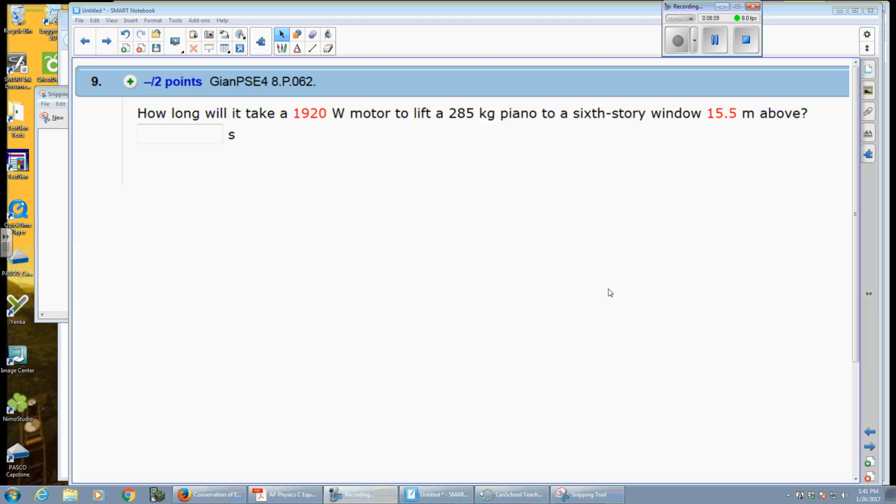Alright, so how long does it take a 1920 watt motor to lift a 285 kilogram piano to a 6-story window 15.5 meters above? Power is the rate at which we do work. We have a constant force here because the gravitational force is not going to change much. We can look at this either as how much work I need to do to get up there, or as the work going into changing the potential energy. They both come out the same, because the work would be force dot d, the force would be mg, and d would be the height, which is also the potential energy.